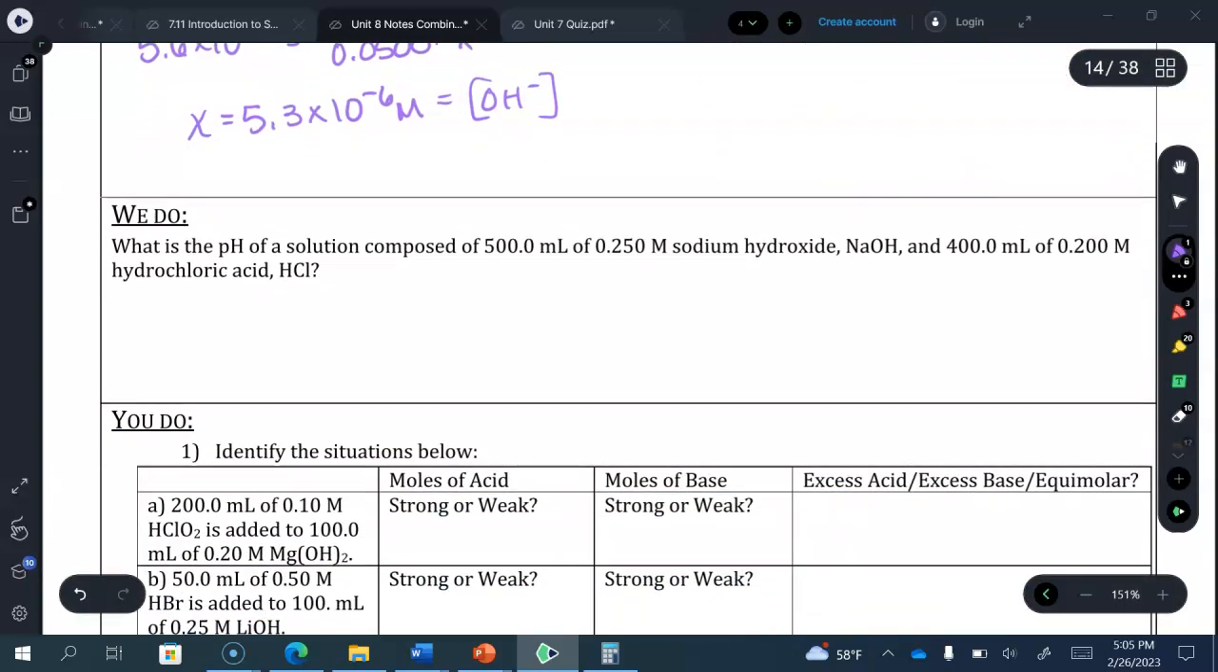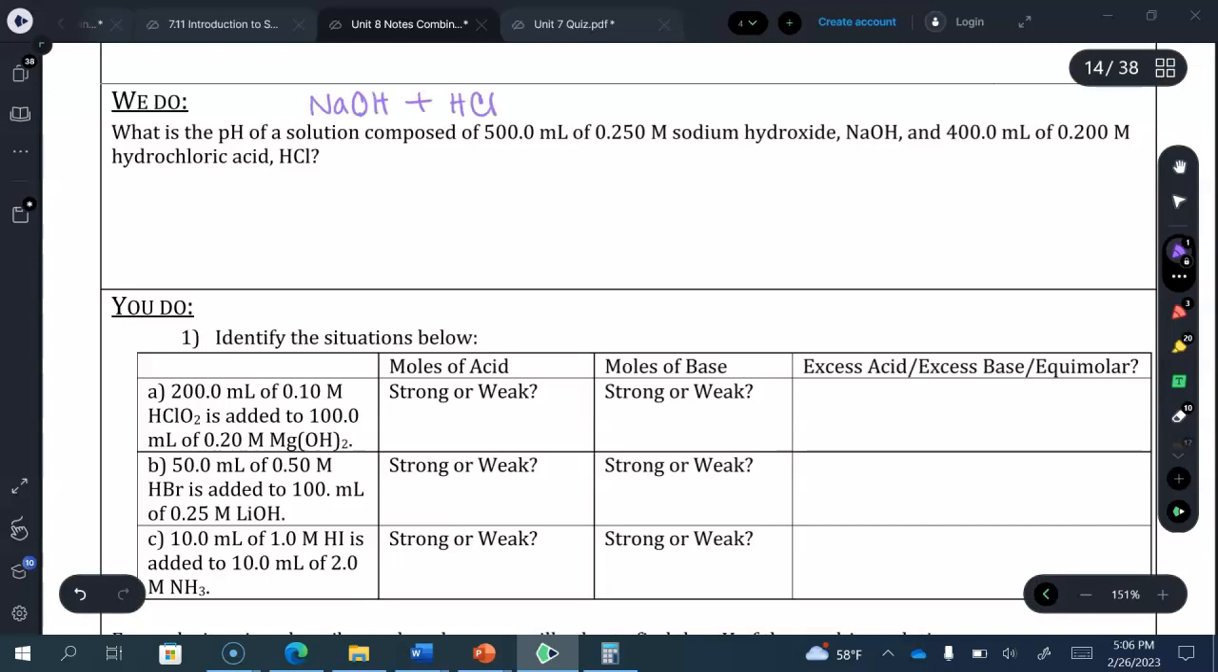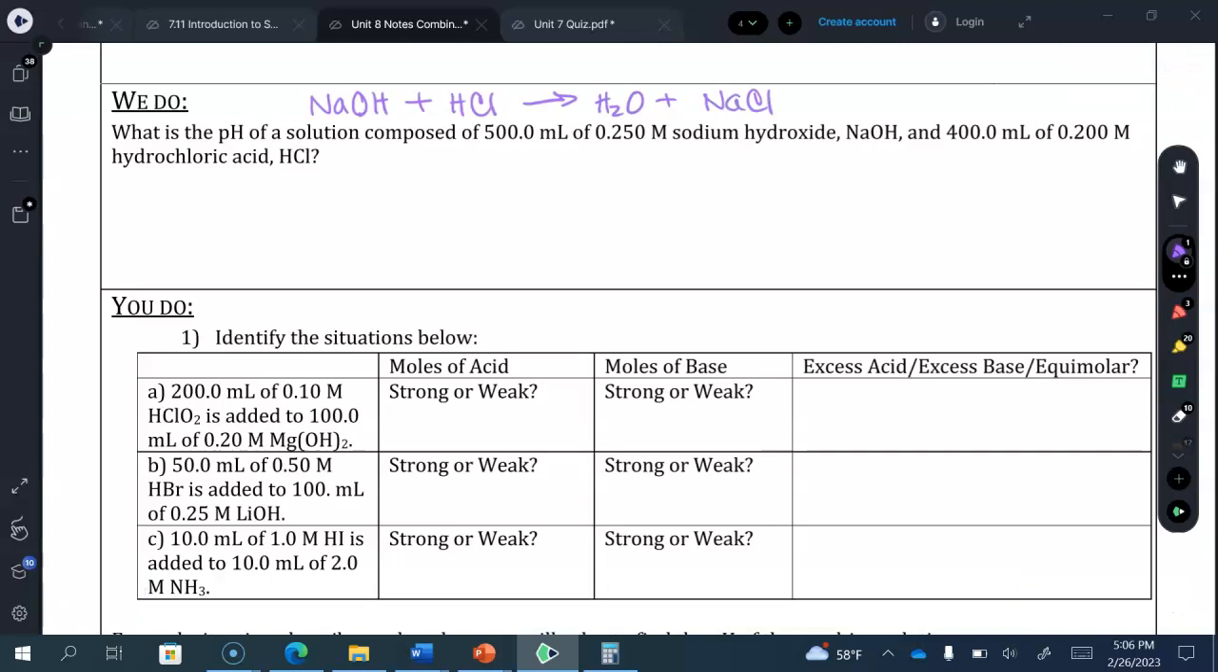Okay, then looking at our we do. What is the pH of a solution that is composed of 500 milliliters of a 0.250 molar sodium hydroxide and 400 milliliters of a 0.2 molar hydrochloric acid? Okay, we see we don't have equal amounts of either one of these. So this is a strong acid, strong base. They are not in equal amounts. But that does mean, since they are strong acid, strong base, it is a one-directional arrow, not an equilibrium arrow. So when we do sodium hydroxide plus hydrochloric acid, we know it's going to go to completion and form water and sodium chloride. However, we know that one of our reactants is going to be in excess.